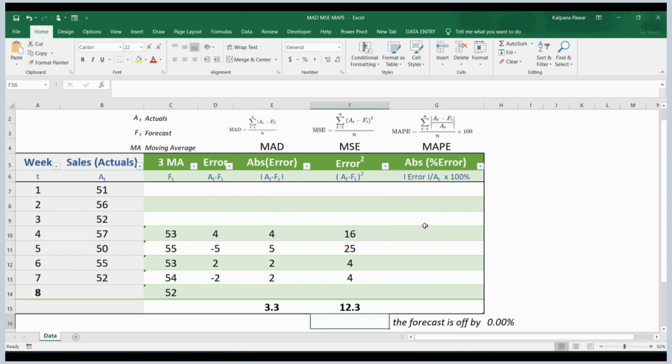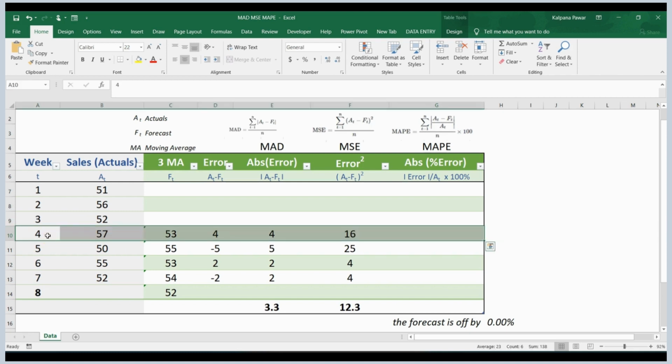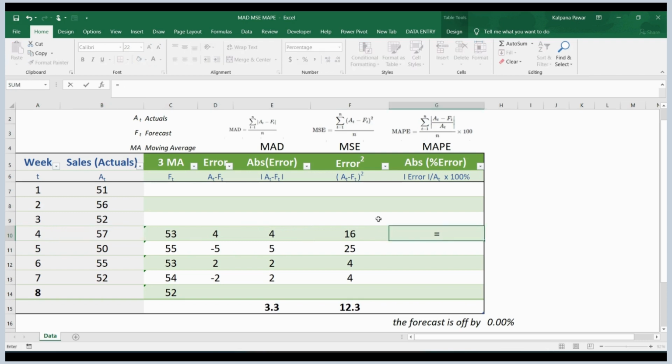Finally, let us calculate the mean absolute percent error. The absolute percent error is a measure of the error as a percentage of actual values. The formula for this is written here: absolute error divided by the actuals, multiplied by 100%. To obtain the absolute percent error, we simply divide the absolute errors by the actual sales and multiply by 100%. So for week 4, the absolute percent error is 4 divided by 57 times 100%. That is our absolute error divided by the actuals for that week, multiplied by 100%, which is 7.02 and so on.